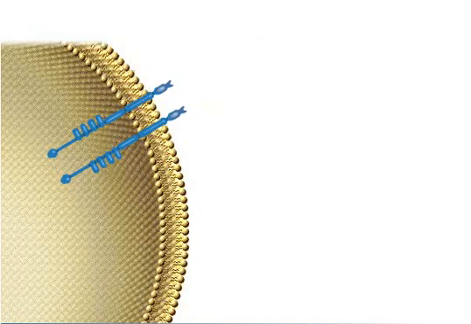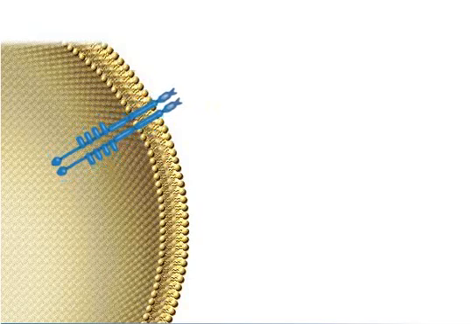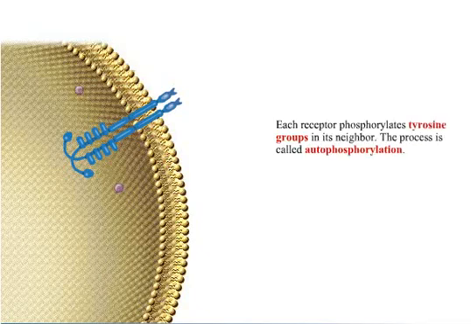When a hormone binds to a tyrosine kinase receptor, the receptor joins with a neighboring receptor and changes shape. Each receptor phosphorylates tyrosine groups in its neighbor. The process is called autophosphorylation because the receptors are of the same type.